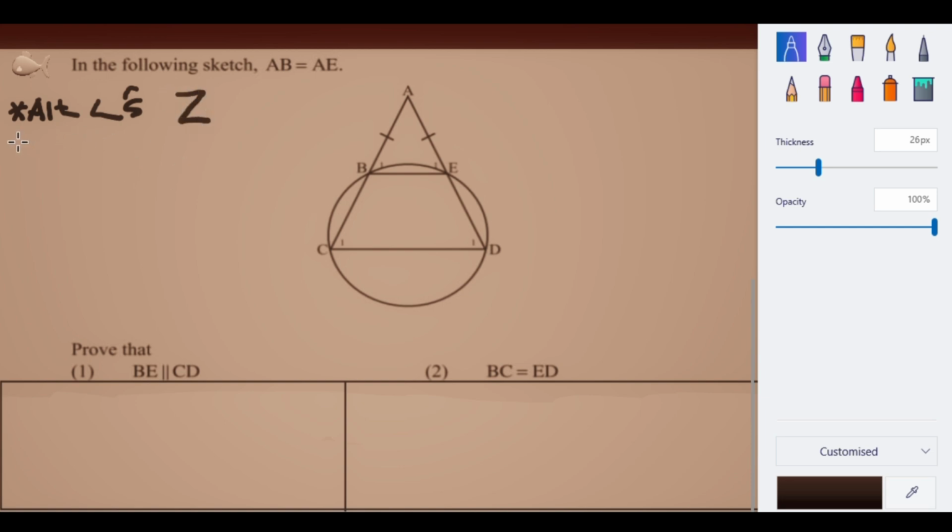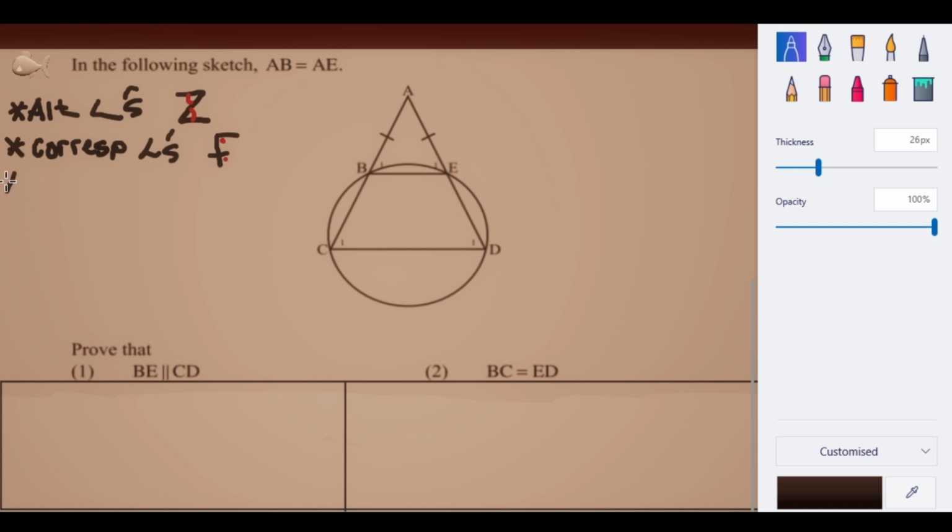They form a Z. And then the second choice is the corresponding angles, and they look like an F. They form an F, which means this angle here, which I'm going to show in red, must be equal to that angle there. And how about the alternating angles? We know that this angle must be equal to that angle. They are alternating angles.